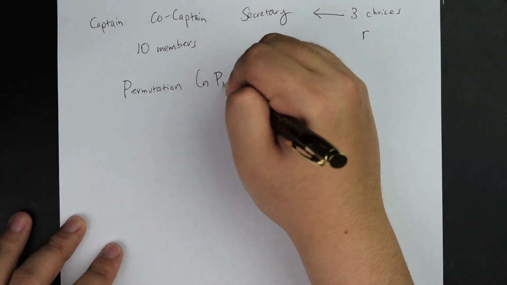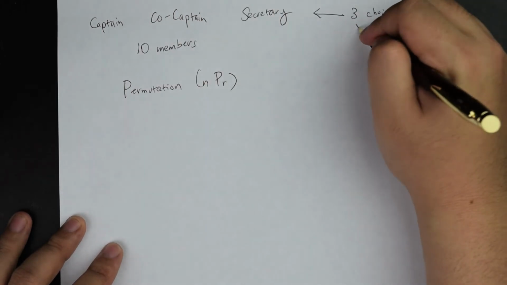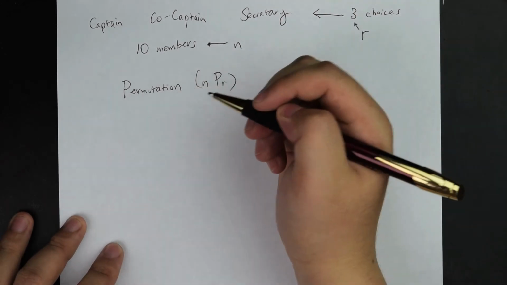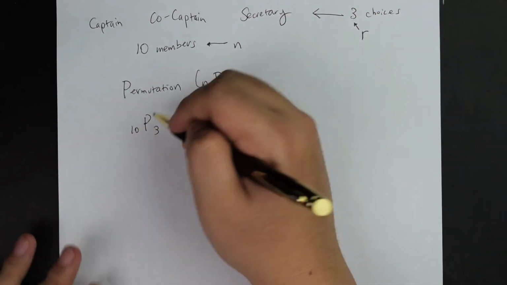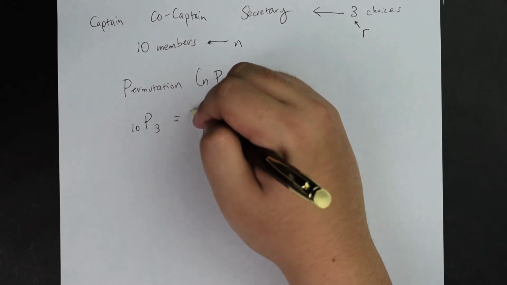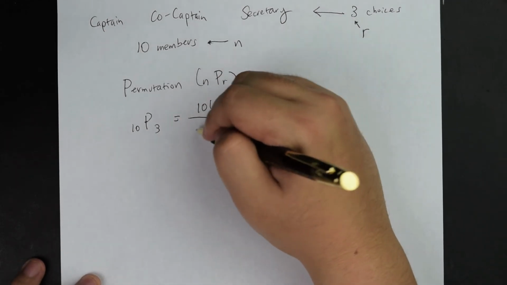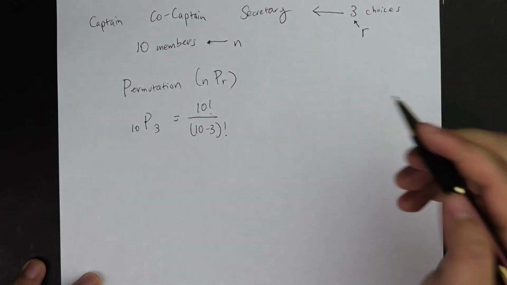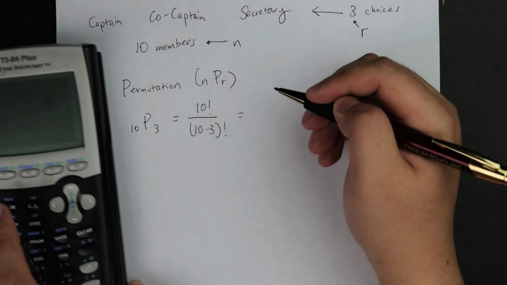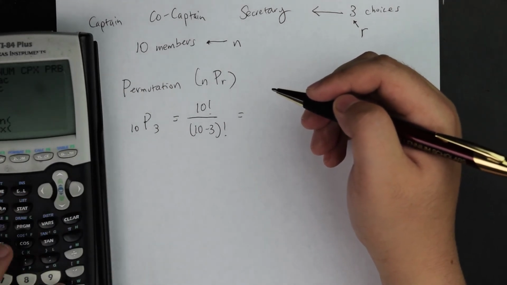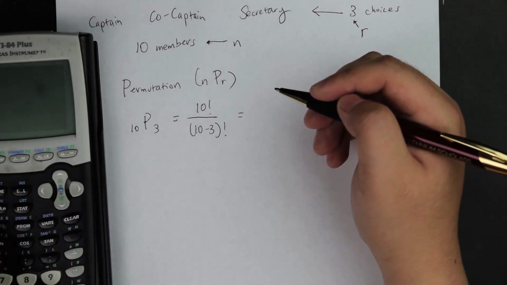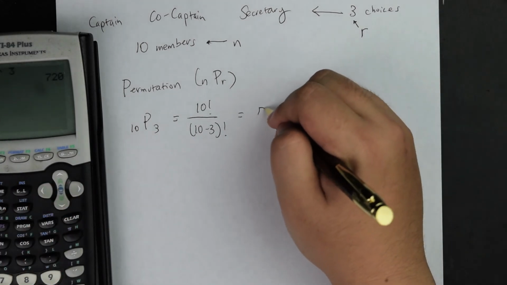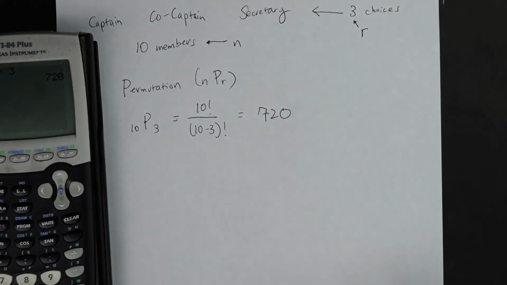For nPr, this is going to be my R, 3. 10 members, which is my total, is going to be my N then. So it's technically 10P3. And just as I told you before, it's going to be 10 factorial over 10 minus 3 factorial, or n factorial over n minus r factorial. I could just do this on the calculator because I don't want to go through the calculation. So I'm going to first type 10, math. Go to probability, number 3, and it gives me 720.